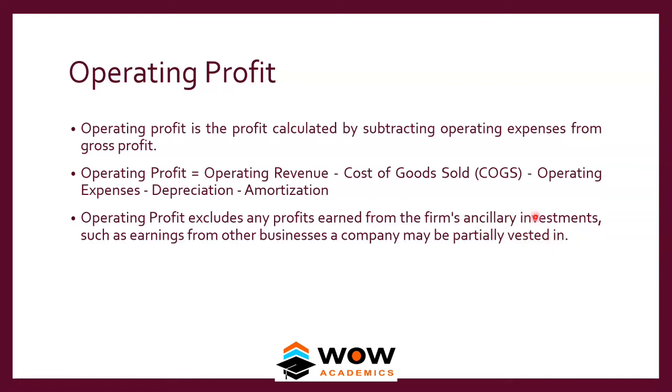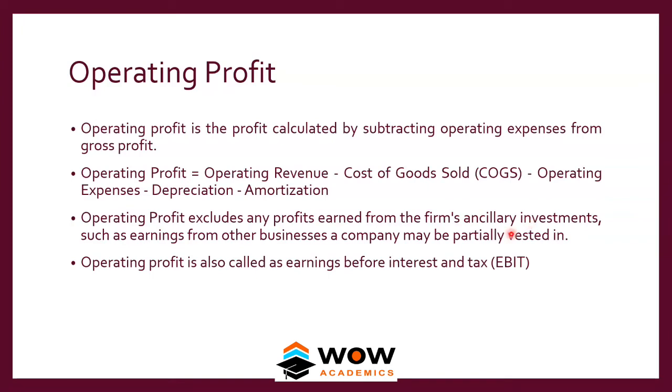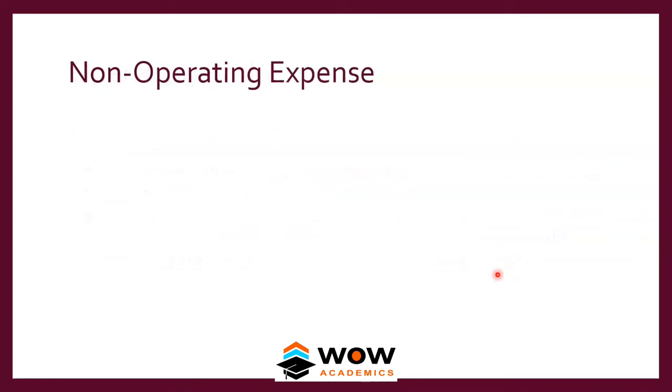I think this statement we'll leave. It is a little bit advanced. We'll leave this. So operating profit is also called EBIT, earnings before interest and tax. Now we look at what the non-operating expenses are.